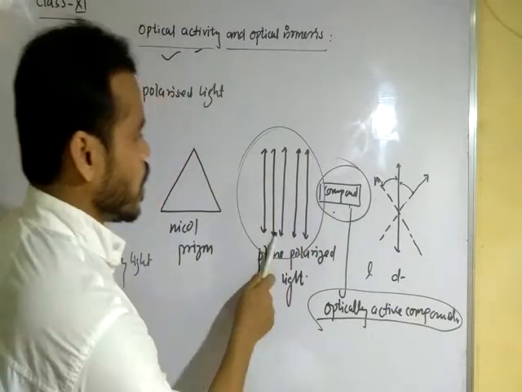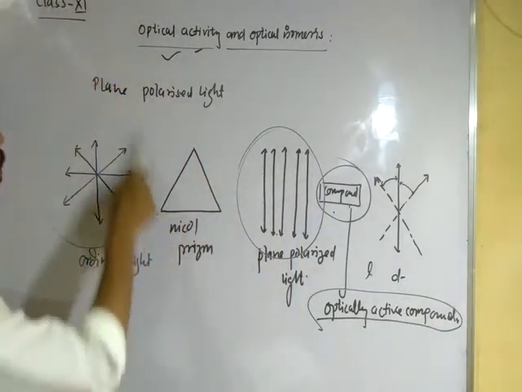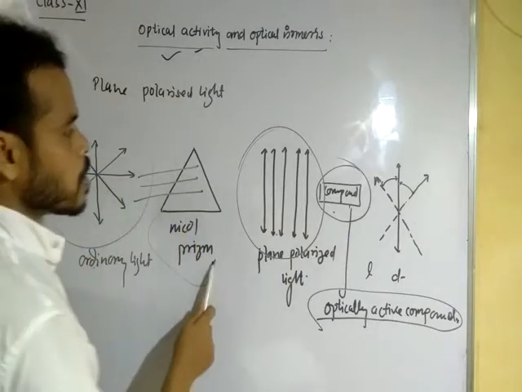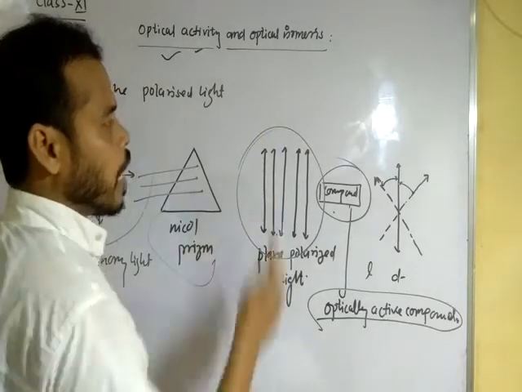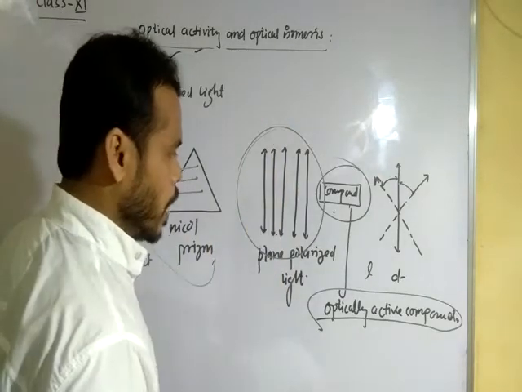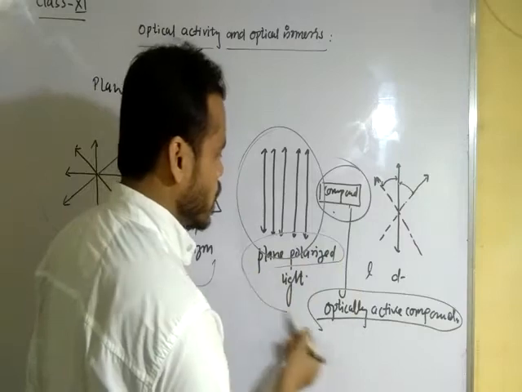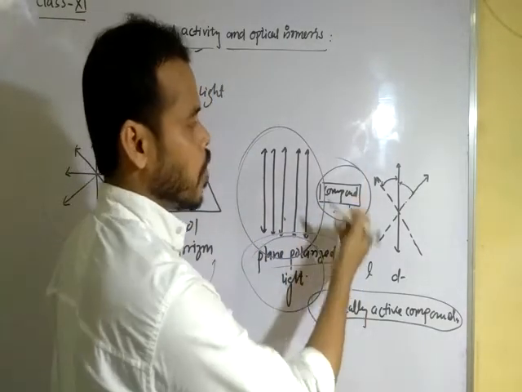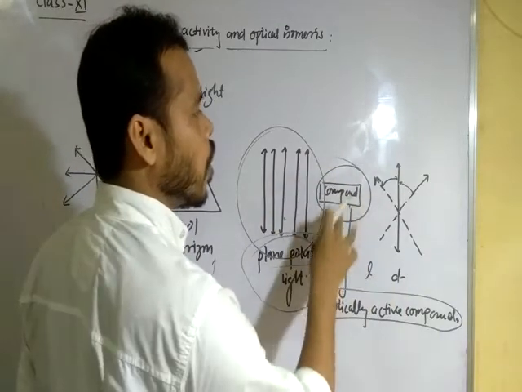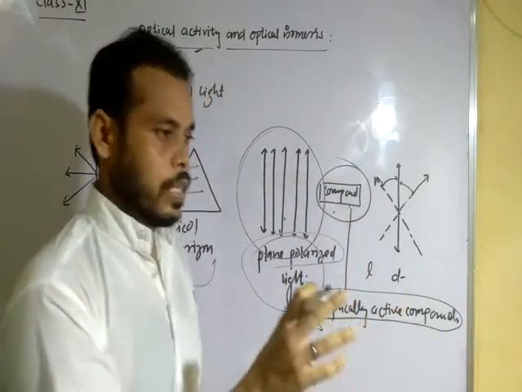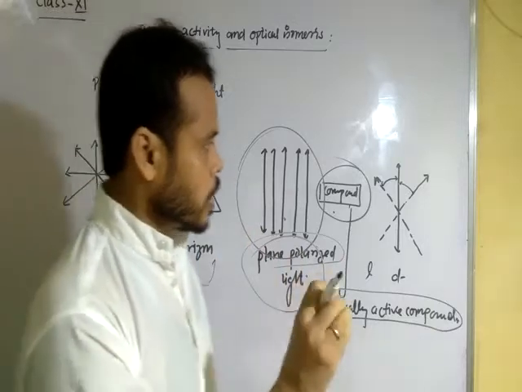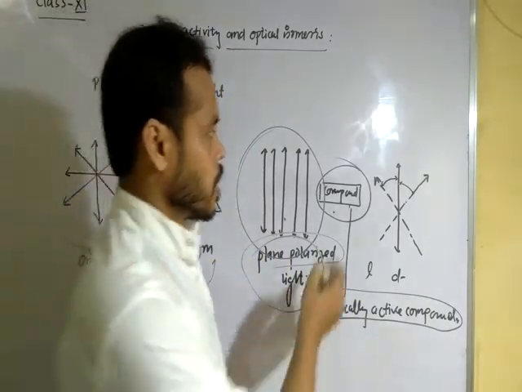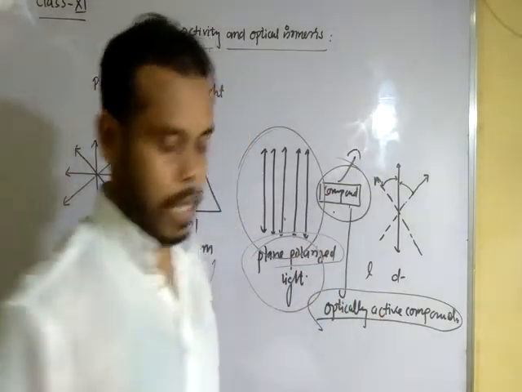So what is plane polarized light? After the passing of ordinary light through the Nicol prism, the vibration of the light in the same plane is called plane polarized light. Plane polarized light passed through a solution of an organic or inorganic compound is rotated by a certain angle, and such a compound is called an optically active compound.